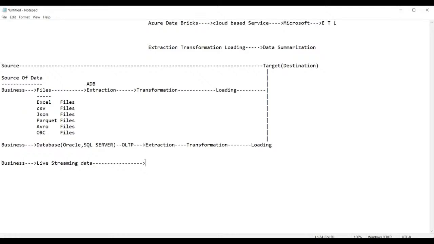So can you see here? We perform the extraction on this data. And once the extraction is done, then again the process of transformation will happen. So what is the process of transformation? Transformation is the actual process of data summarization. And once the data summarization is done, finally we load the data into the target.